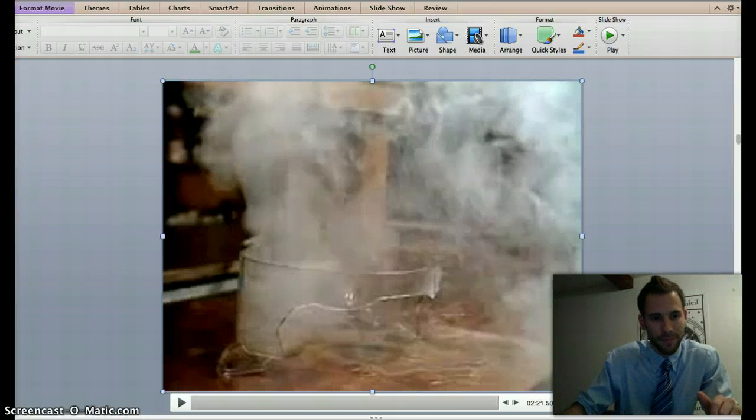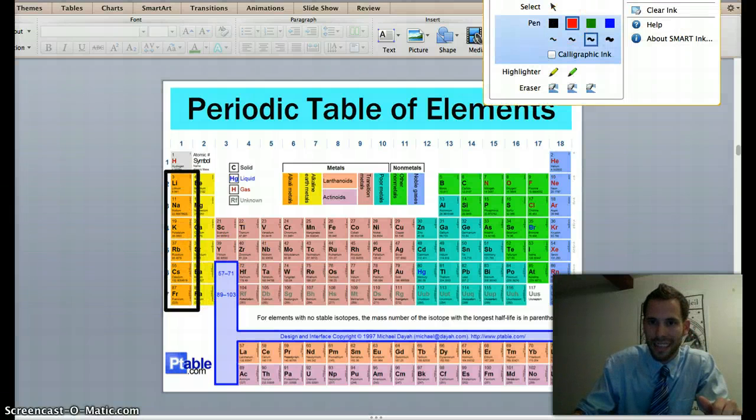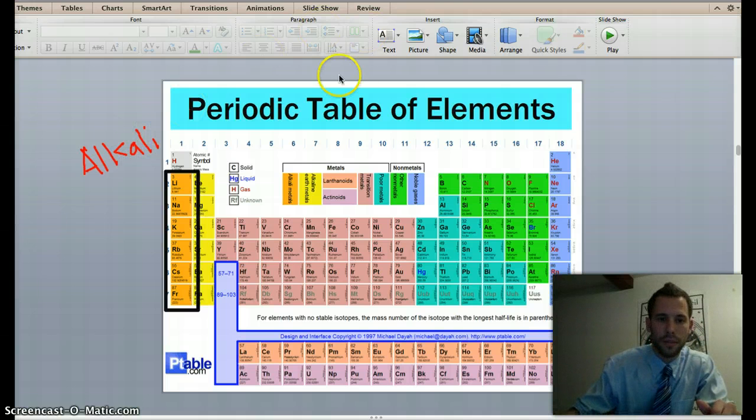Pretty crazy. So we find all of these elements in group 1, right over here. Lithium, sodium, potassium, rubidium, cesium, and francium. And we call those the alkali metals. I'll write that here so you can remember. A-L-K-A-L-I. The alkali metals.